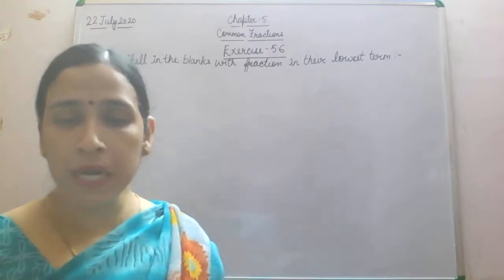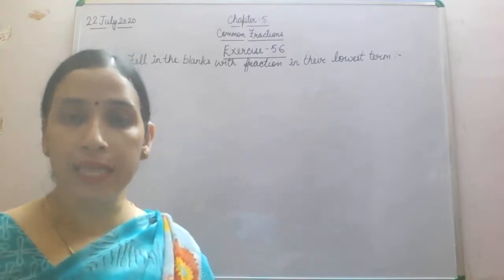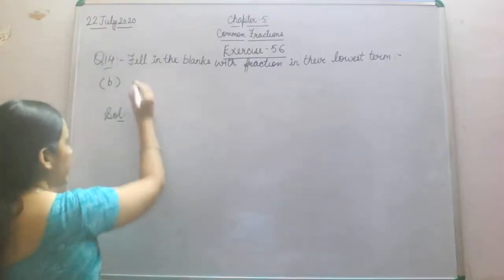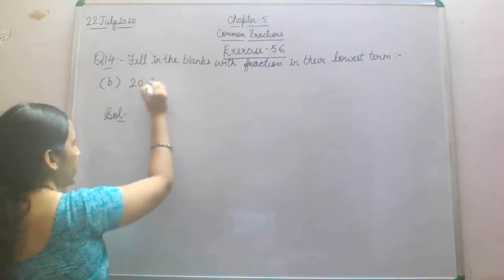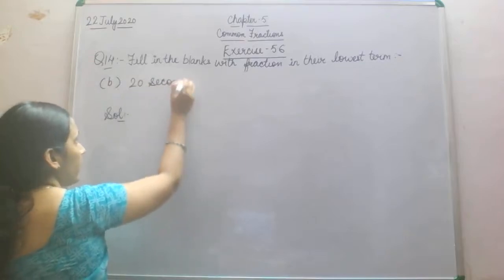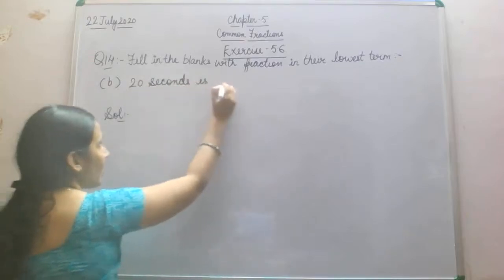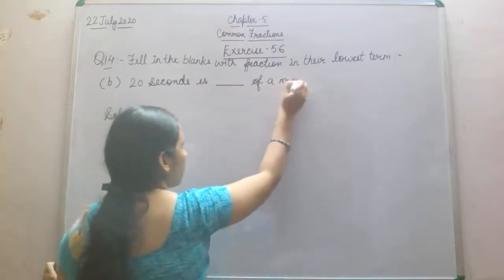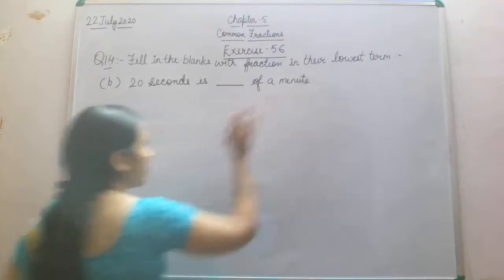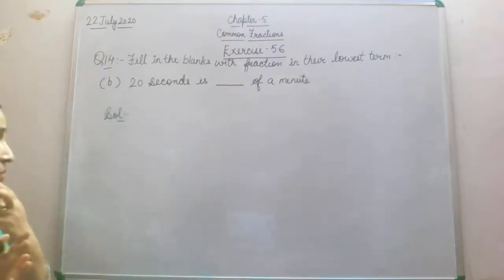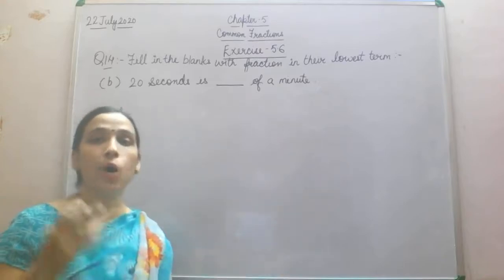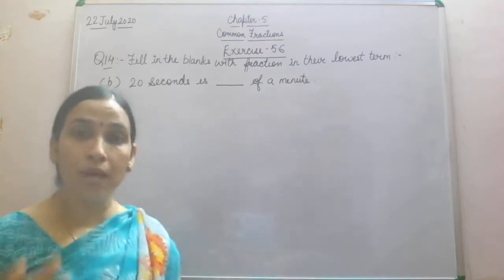So now let's see our B part, that is 20 seconds is dash of a minute. Now what is the first thing? First thing is to find out a relation between seconds and minute. That in 1 minute how many seconds are there? Why am I saying that?